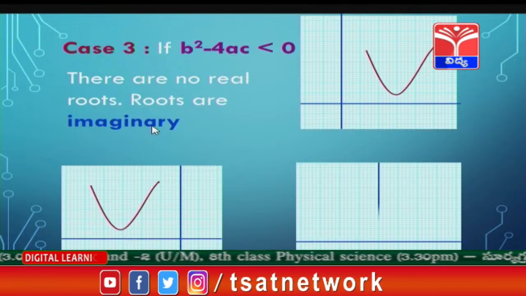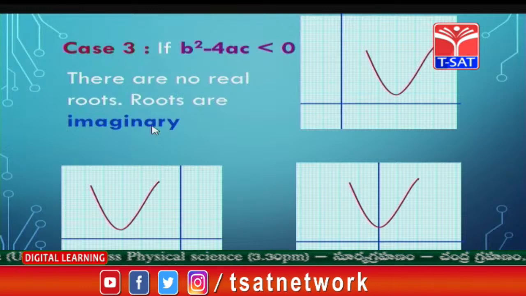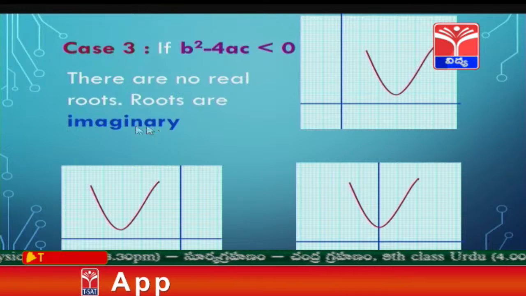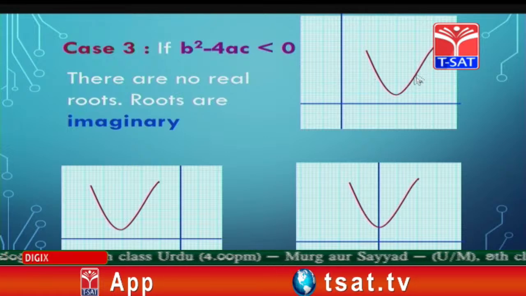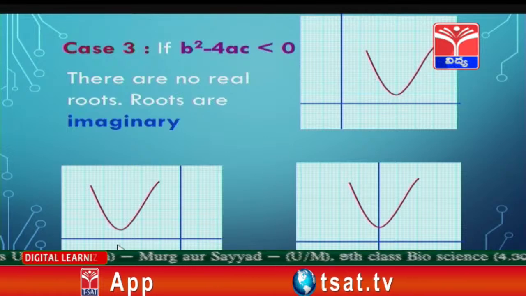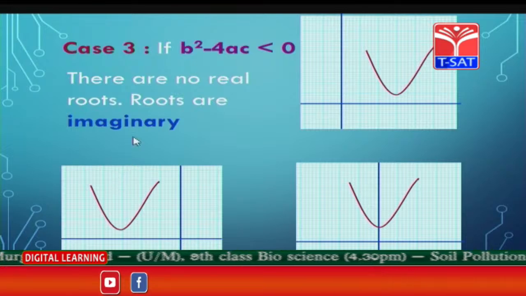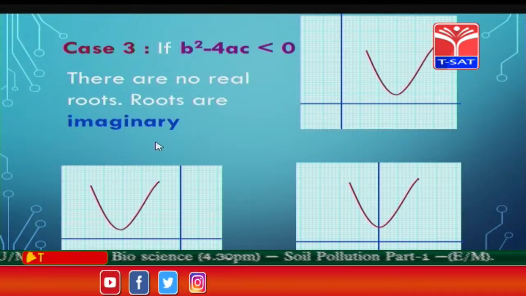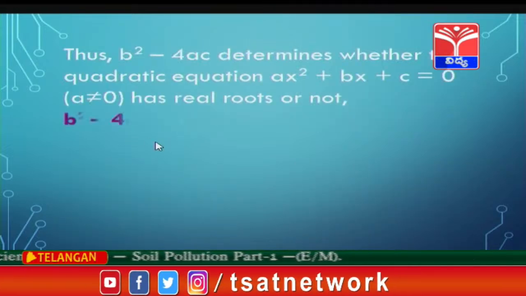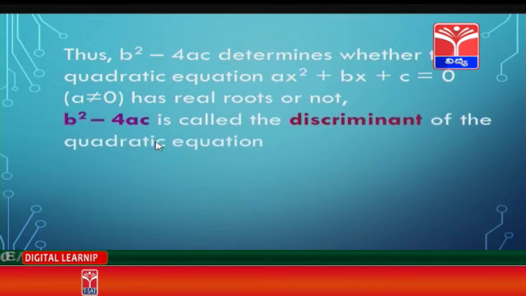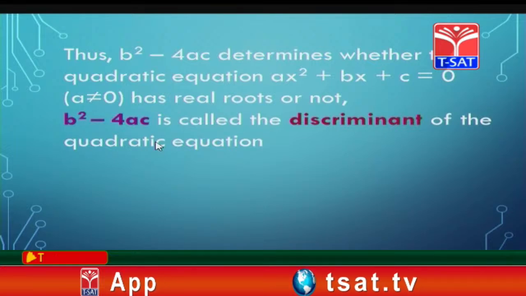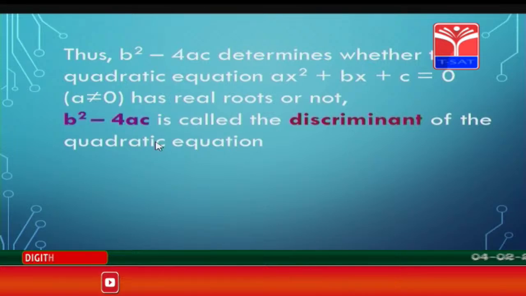When you look at the curves, you observe that they are not meeting the x axis at all. You can see they are not meeting the x axis at all in any of the graphs. So, we can say that the roots are imaginary. Thus, we can say b square minus 4ac determines whether the quadratic equation ax square plus bx plus c is equal to 0, where a is not equal to 0, has real roots or not.